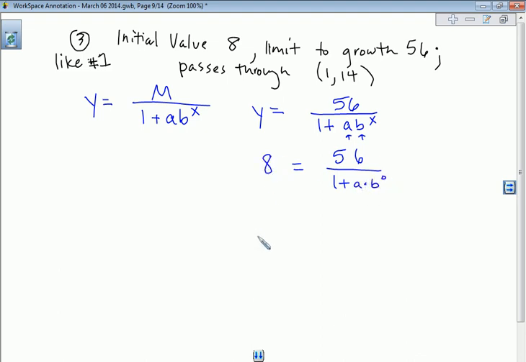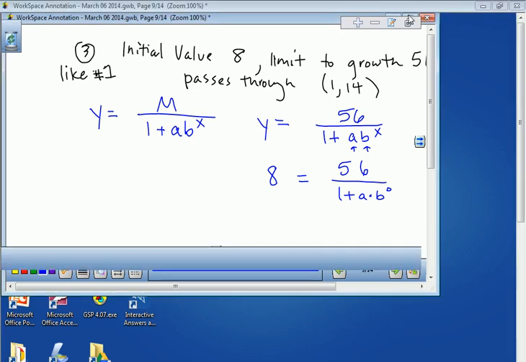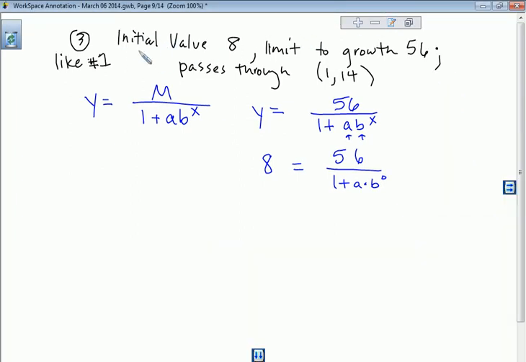So is B kind of like a constant? Where'd you get 0 from? It says the initial value is 8. And what would the time be at the initial value? This would have a time of 0. So this actually is modeled by the point 0, 8. So if I plug in 0 for x, I'm going to get out 8 for y.